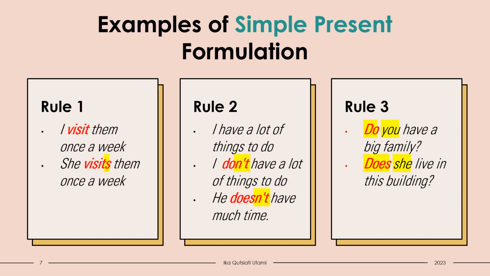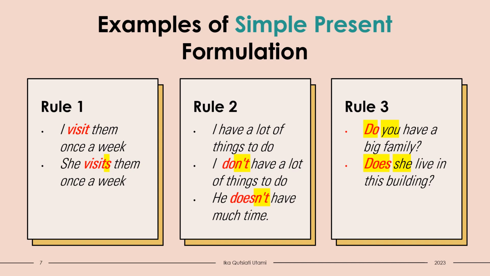Here are some examples. I visit them once a week. She visits them once a week. We add an s to the verb after she, he, or it. And for the rule two example, I have a lot of things to do. And this is for the positive sentence. And how about the negative? We add not after do. So I don't have a lot of things to do, or he doesn't have much time.